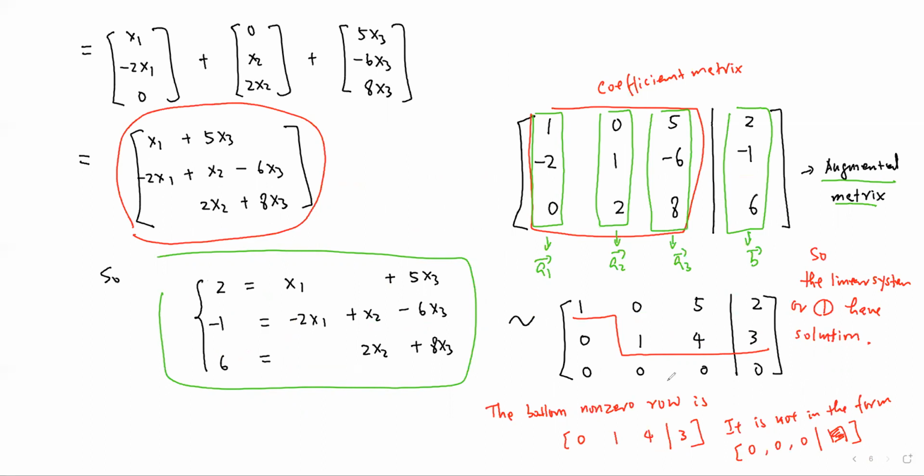Let me copy this echelon form on the next page. This is B. 1, 0, 5, 2, 0, 1, 4, 3, 0, 0, 0, 0.